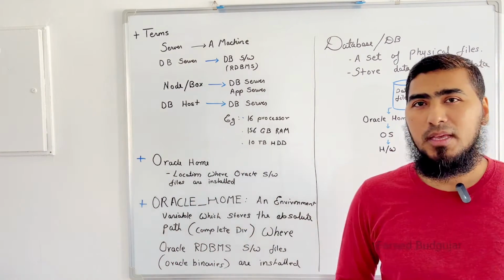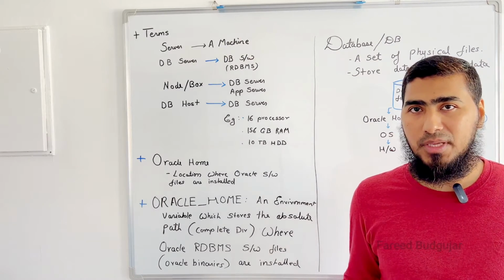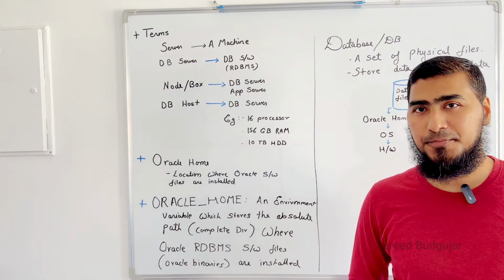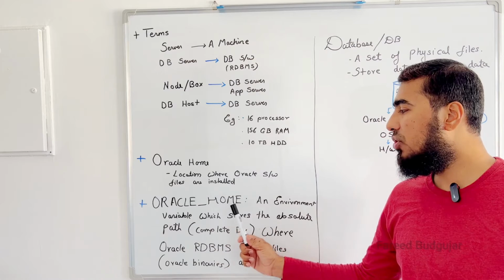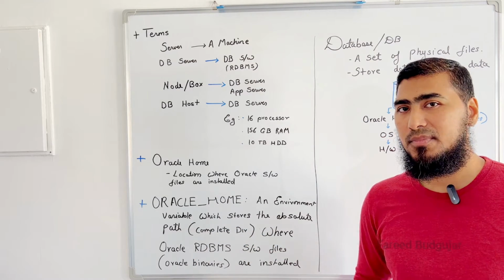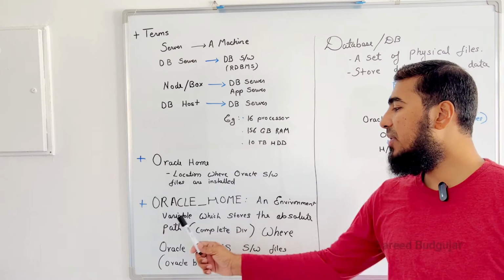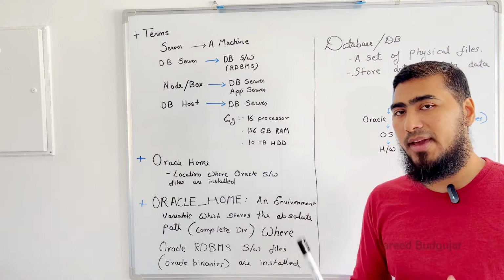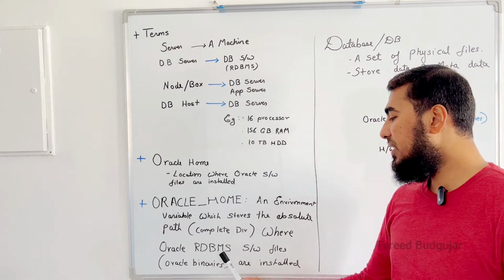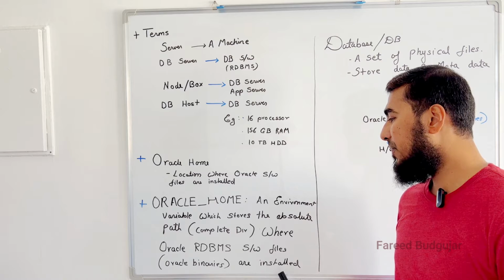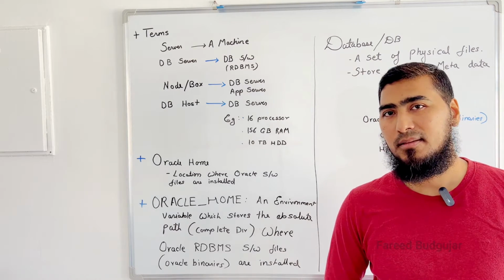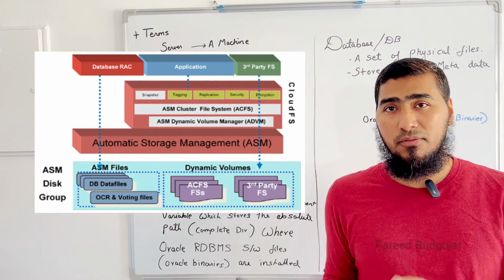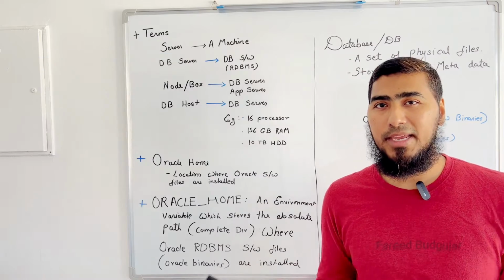Oracle Home. If we say Oracle Home, what does that mean? It means the location where Oracle software files are installed. We have ORACLE_HOME. What does that mean? It is an environment variable which stores the absolute path, a complete directory, where the Oracle RDBMS software files are installed. Now, what are Oracle binaries? The Oracle software, or the location where the software is installed, is also called Oracle binaries.